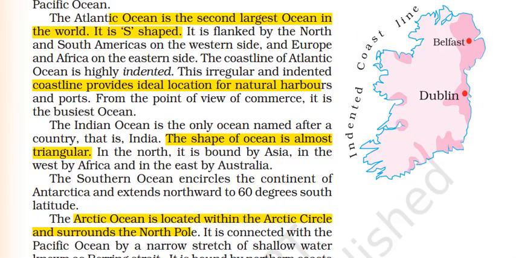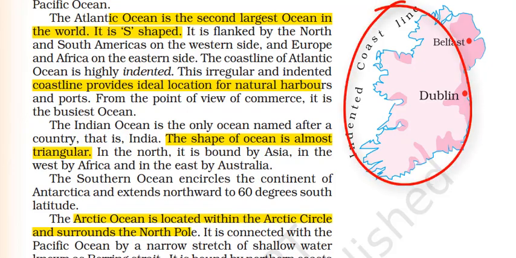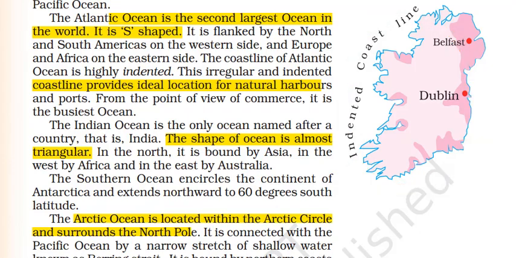Now the second ocean that we are going to talk about is the Atlantic Ocean. It is the second largest ocean, and what is very important is the shape. The shape of Atlantic Ocean is S-shape and it is flanked by North and South America on the western side, Europe and Africa on the eastern side. But the important thing is that its coastline is indented, as you can see in the map in this picture. What is the benefit of this indented coastline? It provides an ideal location for natural harbors. So you can say indented or irregular coastline.